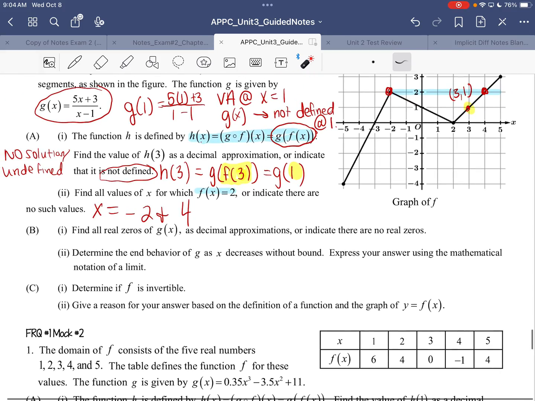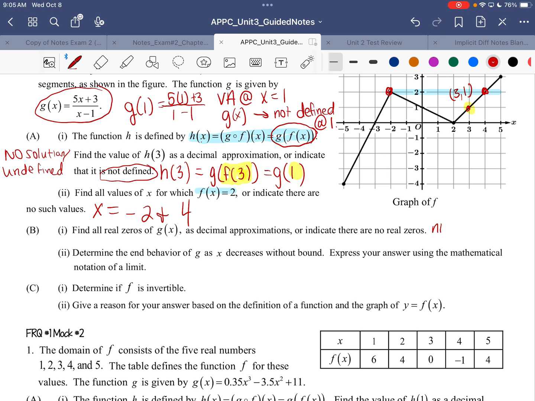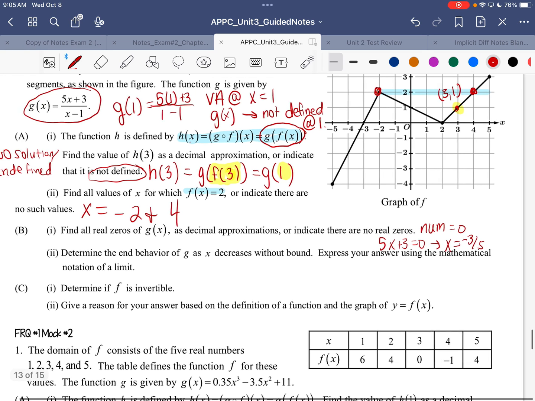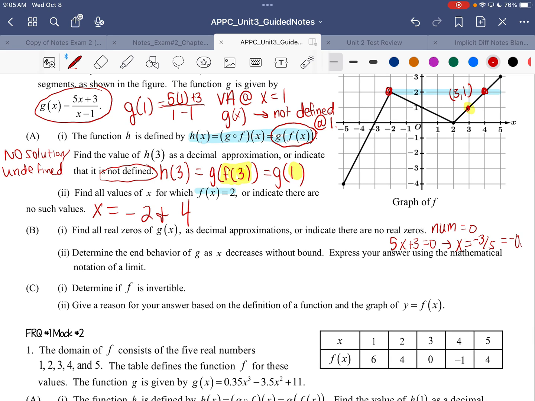All right, so on B, find all real zeros of G. This one could be easy for you to do by hand, because we've done rational functions. What do you set equal to 0 if it's a rational function, the numerator or the denominator, to find the zeros? The numerator. So we're setting the numerator equal to 0 in a rational function. So you have 5x plus 3 equals 0. X is equal to -3 over 5, or as a decimal, -0.6.